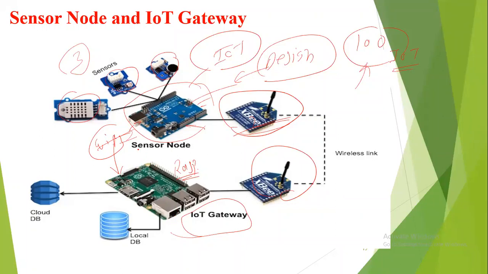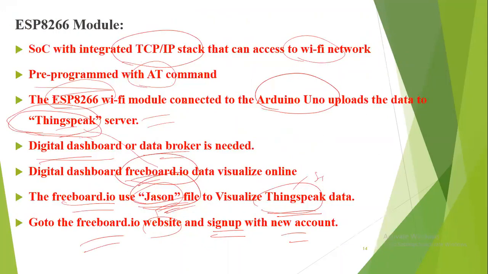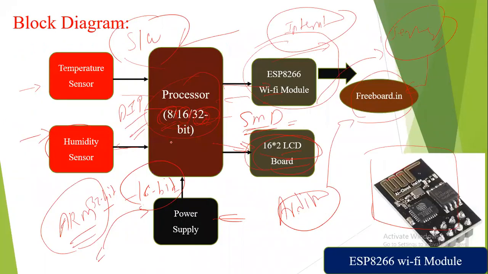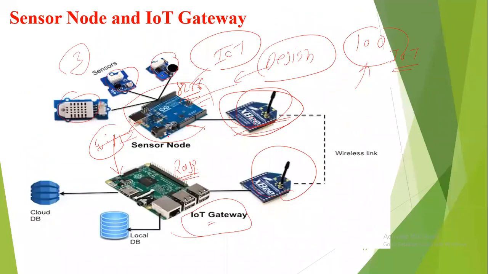Once again, I am saying there are two options for sending the data to the IoT gateway. The first one is Zigbee. The second one is the Wi-Fi module. Here we just discussed the ESP8266. You can connect the ESP8266 here for Wi-Fi if you want to give internet capability. But normally what users are doing in IoT systems is collecting the data, processing the data, and sending it through Zigbee to the IoT gateway.